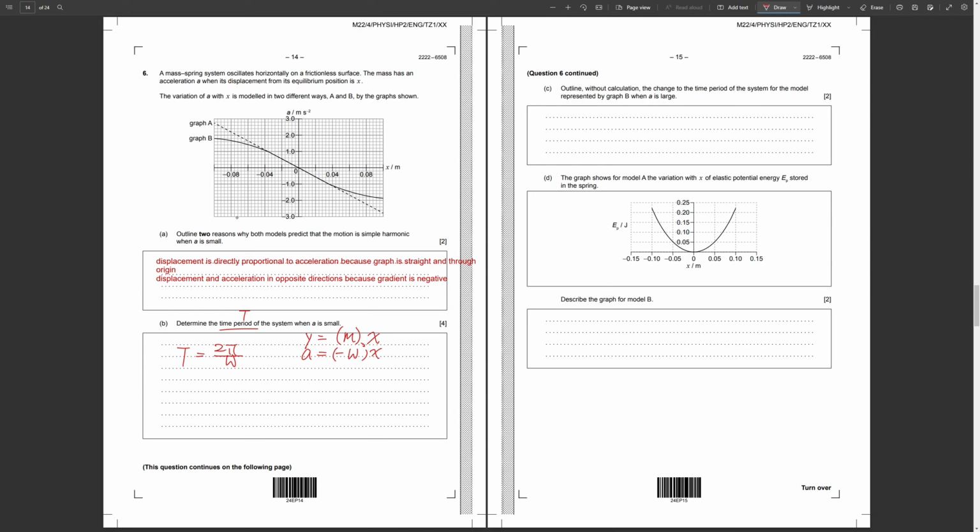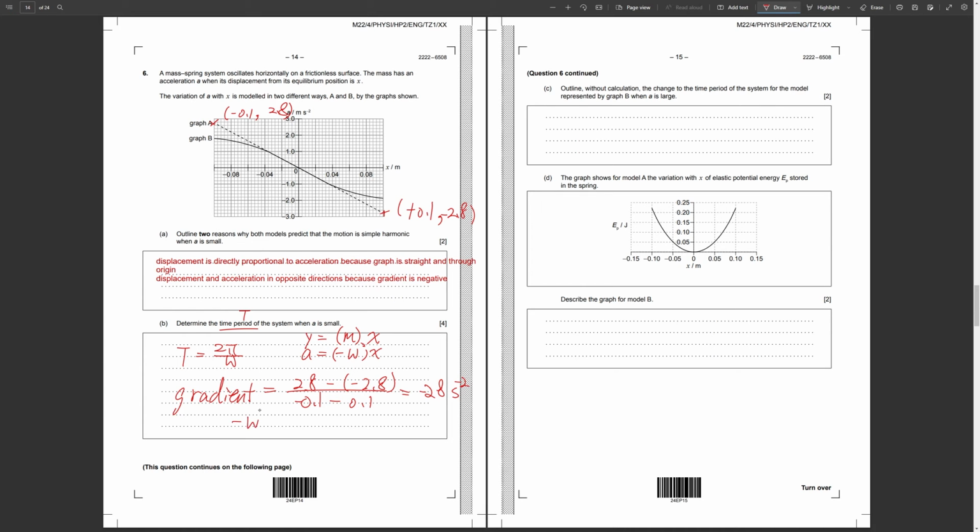Let's start with deducing the gradient of the graph. Maybe we can take this point and this point respectively. Their coordinates are negative 0.1 and 2.8. On the right hand side is positive 0.1 and negative 2.8. Let's put these together to get the gradient. It is 2.8 minus negative 2.8, and then negative 0.1 minus 0.1. So the gradient is negative 28, and the unit is s to the negative 2.